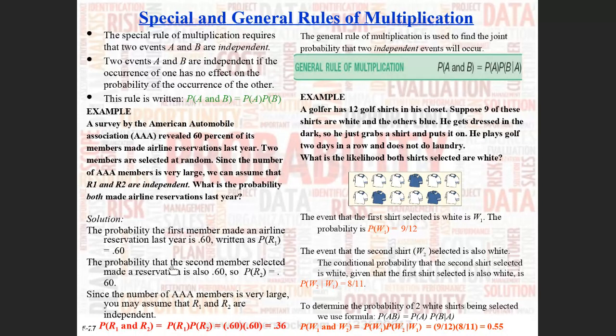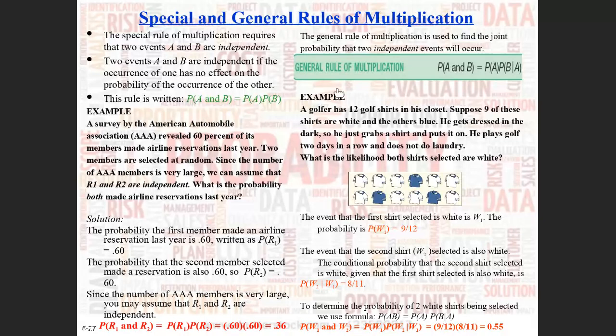Okay? And here at the bottom, we have the formula. P of R1 and R2 is equal to P of R1 times P of R2, which is 0.6 times 0.6 equals 0.36 or 36%. That's the probability that the two random reservations are both made.